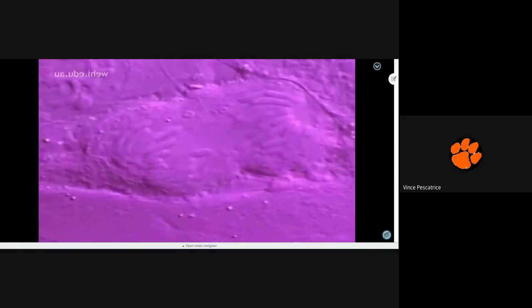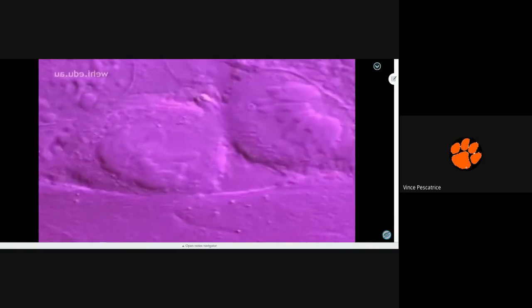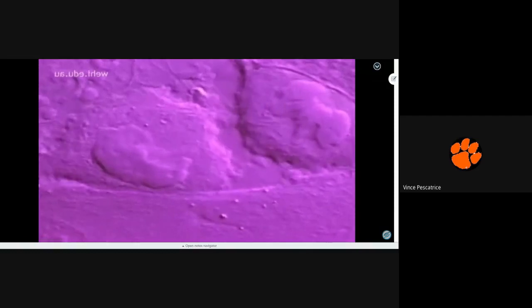So you're watching the cell divide right there. So now you got 2 cells.